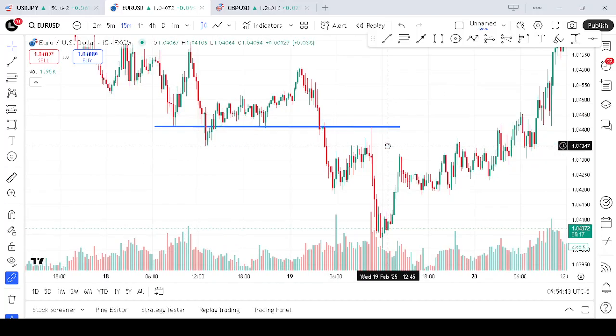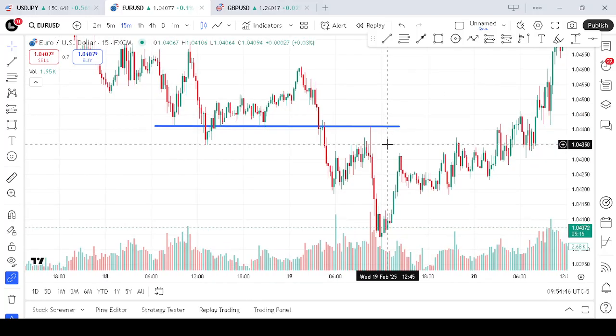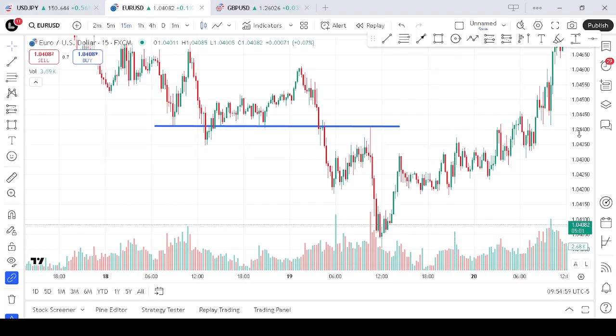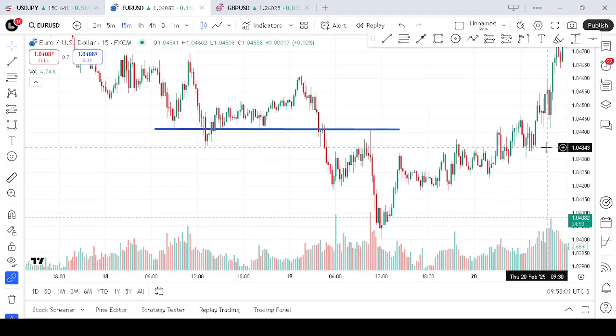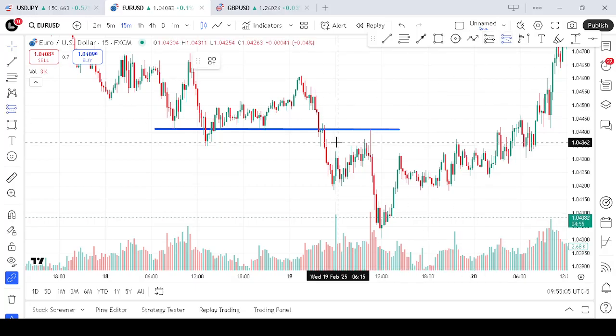Now, how do we manage our risks? Always set a stop loss before entering any breakout trade. Place your stop loss below the breakout level for a bullish trade and above for a bearish trade. Protect your capital if the breakout fails. This is to help you protect your capital.